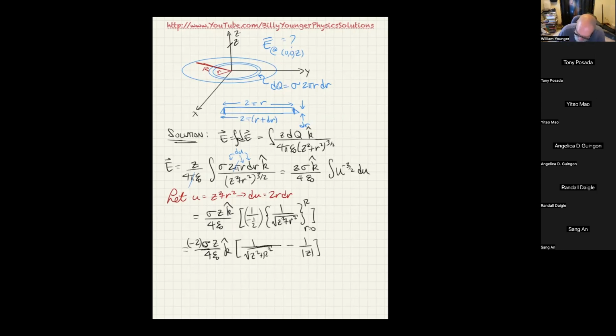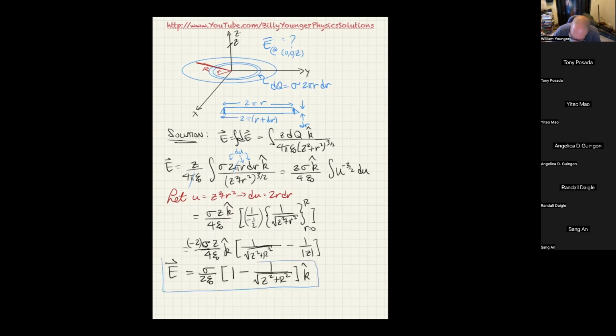Okay. Now I can go ahead and distribute that negative and that z, and I get something that's very nice. I get sigma over 2 epsilon naught. I'll leave the k for the end. When I multiply through by z, and since I did the negative, I'm going to reverse the order. This is just going to be 1 minus 1 over the square root of z squared plus r squared, like that. And the z is really the variable. And all that is multiplied by k hat. And that's the electric field. That's it in a nutshell.